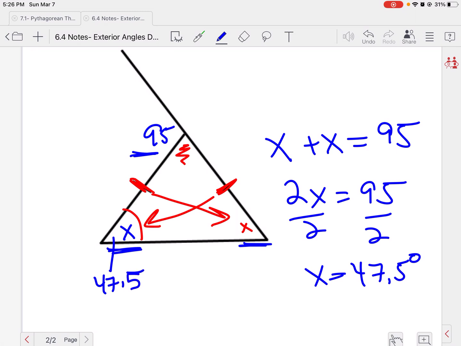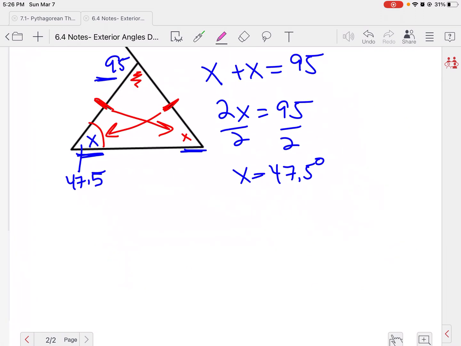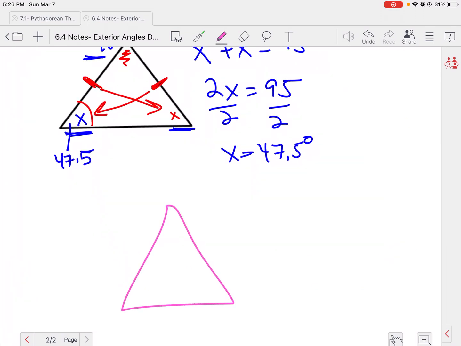Now, if they gave me an isosceles triangle and told me this angle was 55, then this angle must also be 55. So sometimes they'll give you the angle measure and they'll want you to find the exterior angle, but you'll need one of the other angles. So just remember, in an isosceles triangle, two sides are the same, so two angles must also be the same.